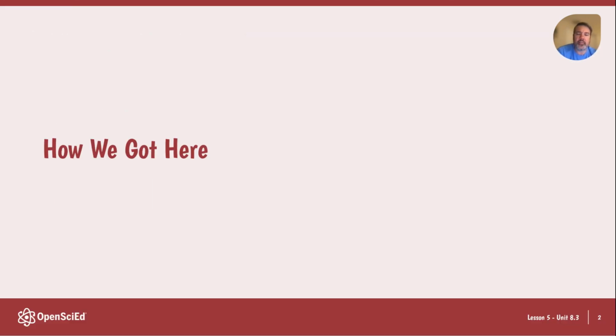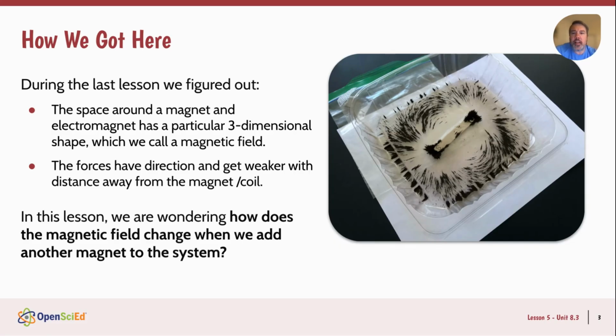All right, let's remind ourselves how we got here. We're coming off of lesson 4. We did a lot of heavy lifting in lesson 4. We figured out a lot about the magnetic field, that it has a shape, that there are directions to the forces, and that those forces seem to get weaker as we move away from the magnet or the coil. So in this lesson, we're like, whoa, wait a second. What happens if we add a second magnet? Because we have only really seen that one magnet. So that's what we're going to check out in this lesson.